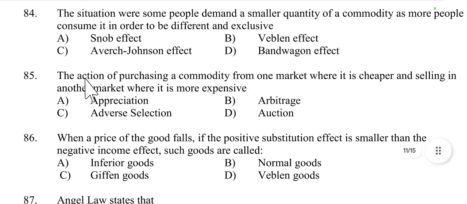Then question number 85. The action of purchasing a commodity from one market where it is cheaper and selling in another market where it is more expensive is called: appreciation, arbitrage, adverse selection, or auction. It is called arbitrage. We buy from the cheaper market and sell in the expensive market, so it is called arbitrage.